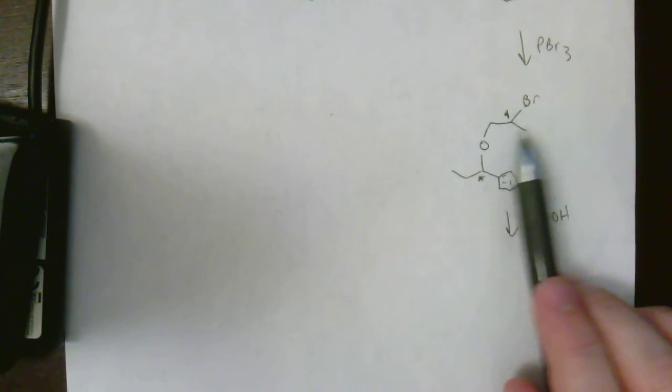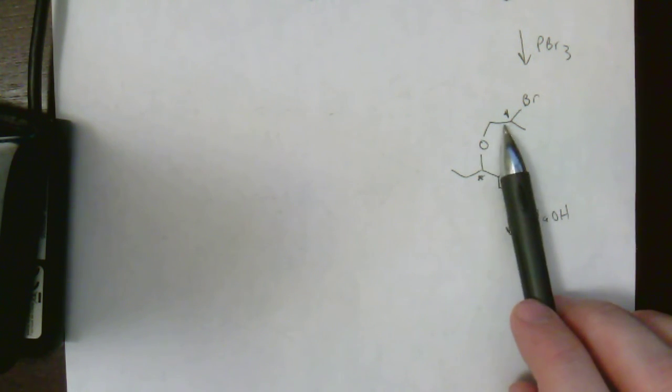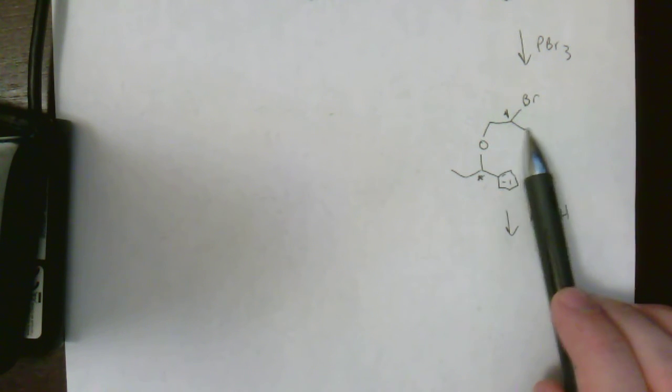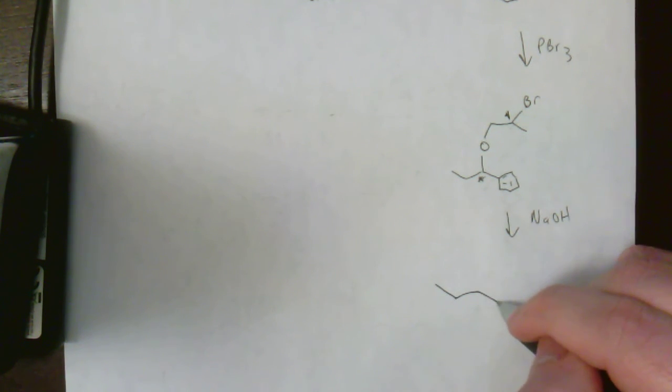Then I just need to consider, 1, how do I get this bromine anti to the hydrogen, and 2, where do I want to make my double bond? Do I want to deprotonate this carbon, or do I want to deprotonate this carbon? Okay, so we're going to deprotonate this carbon because that's going to give us the Zaitsev product, the more substituted alkene.